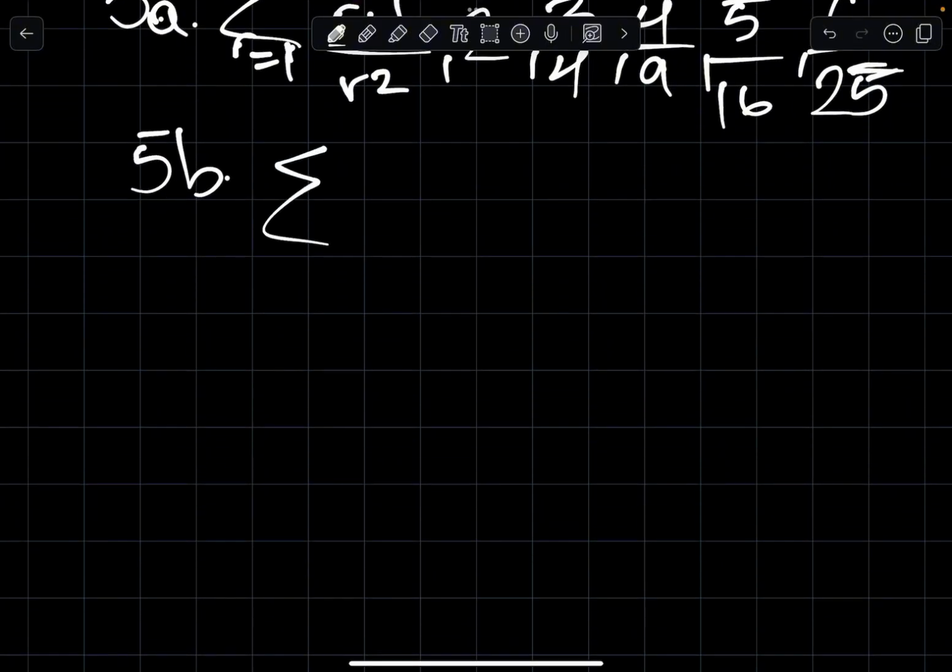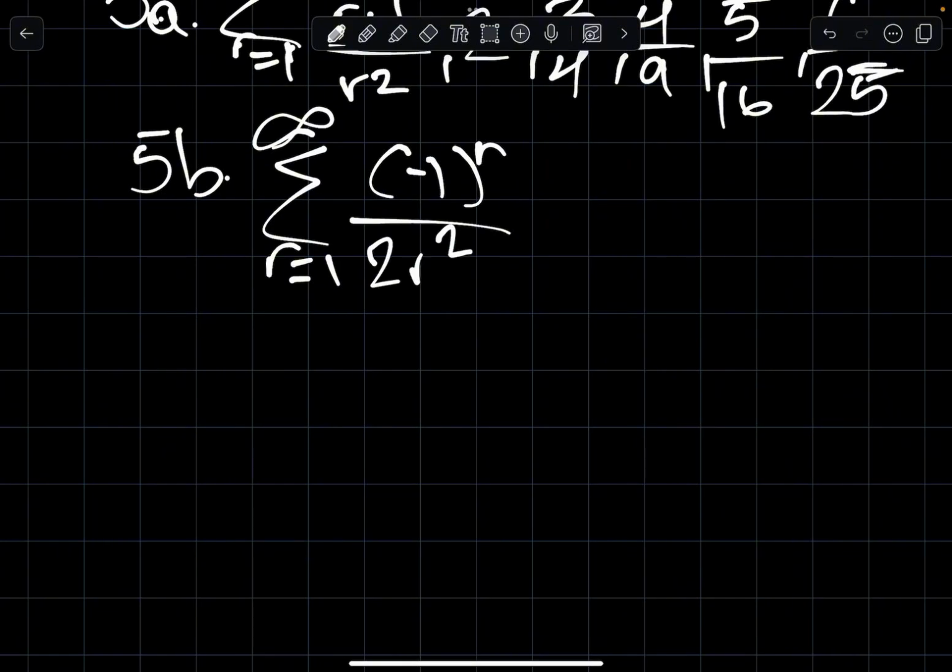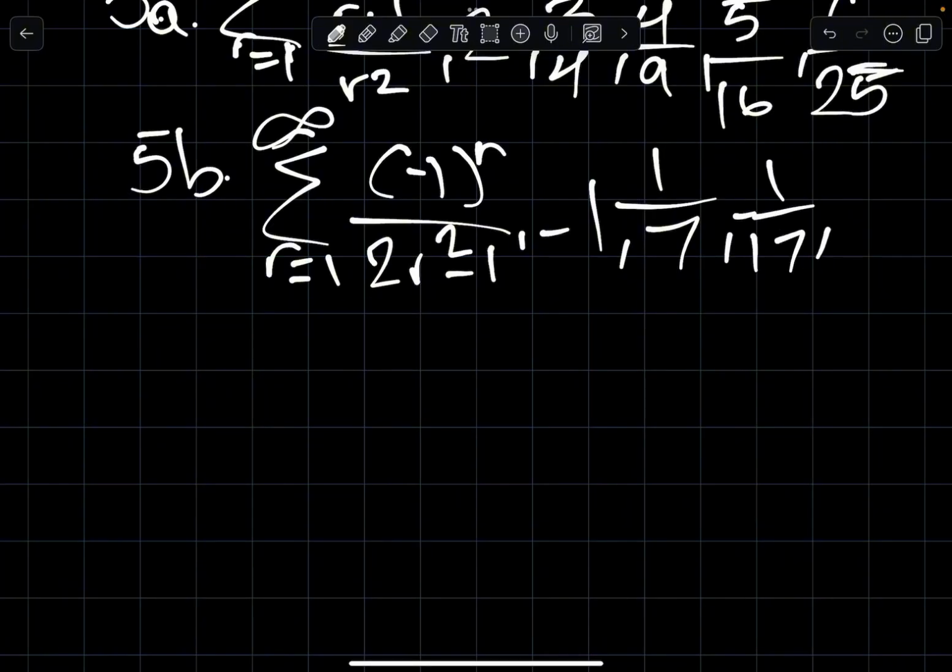5b, sigma r equals 1 to infinity of 1 to the r divided by 2r squared minus 1. And then I won't do all the math, but these are the terms. Double check yourself and everything. I'm running out of space. Gotta write a bit smaller, I tell you.